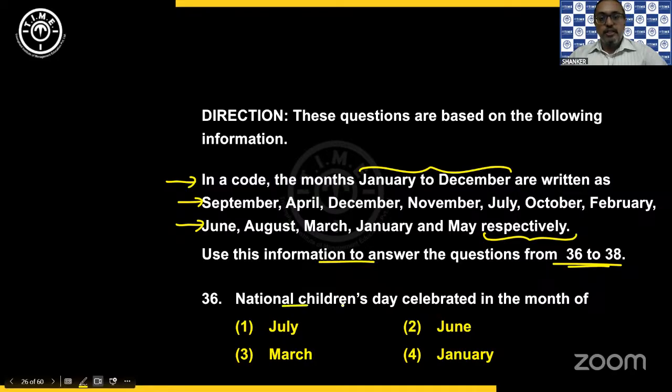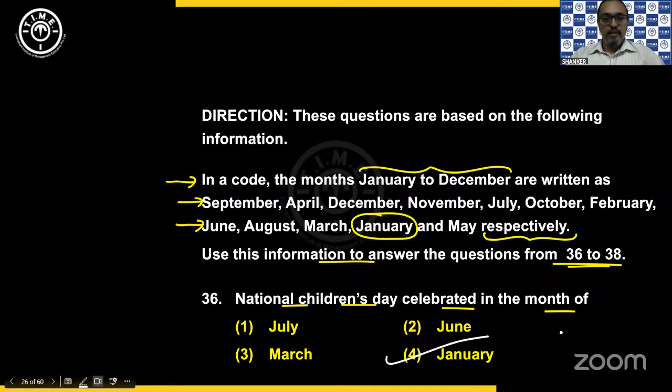Correct? Now, National Children's Day is celebrated in the month of, he says. So, when is the National Children's Day celebrated? It is celebrated in the month of November, correct? So November means what month here? The second last month given is January, and that's what we pick, January. November is the Children's Day month. So January month, according to the code.